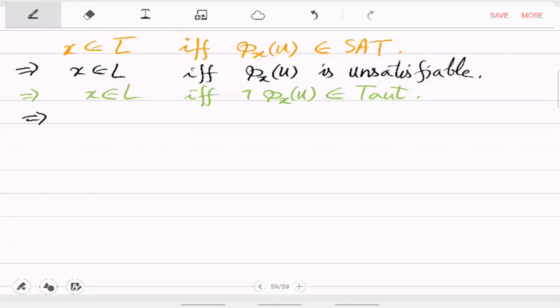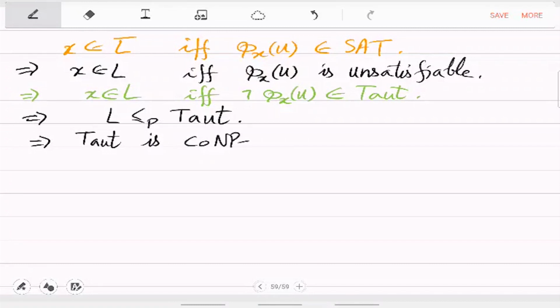we have reduced the problem L, which we started with, from co-NP, we have reduced it to this specific problem, tautology. So which means that tautology is co-NP complete. Right? So it's not a hard proof, but you still have to go through it just to see how these things are done.